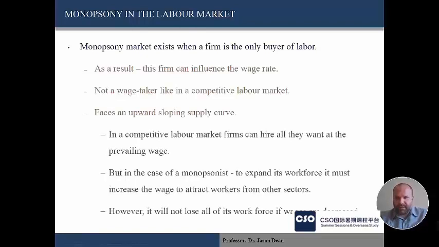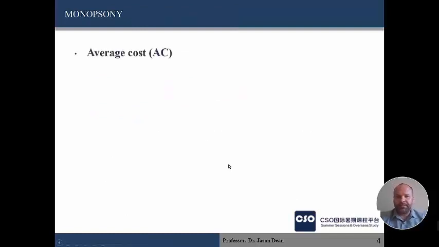If the firm needs to hire more workers, it needs to increase its wage if the labor supply curve is upward sloping. Okay, it's not like in the competitive labor market case where they face a perfectly elastic labor supply curve and they could hire all they wanted at the prevailing wage. In the case of a monopsonist, to expand its workforce, it must increase the wage to attract workers from other sectors. However, if it decreases its wage, it doesn't lose all of its workforce, as would be the case in a perfectly competitive labor market.